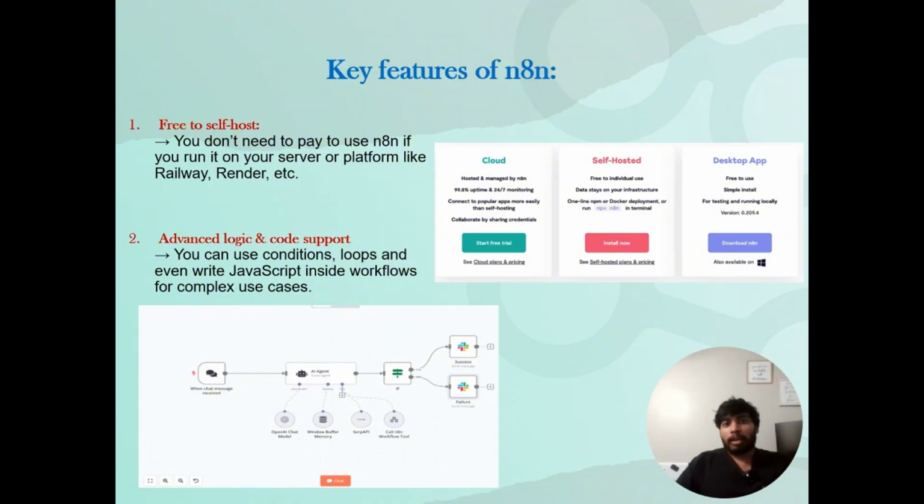And now let's look at some of the powerful features that n8n brings to the table. First and most importantly, it's free to self-host. This means you don't need to pay any money or monthly fees like other platforms. You can install it on your own cloud server and have full access without limitations. Secondly, it supports advanced logic and code. You can use loops, conditions, and even custom JavaScript when you want to make automation smarter. This makes n8n equally useful for non-coders and developers who want more control.